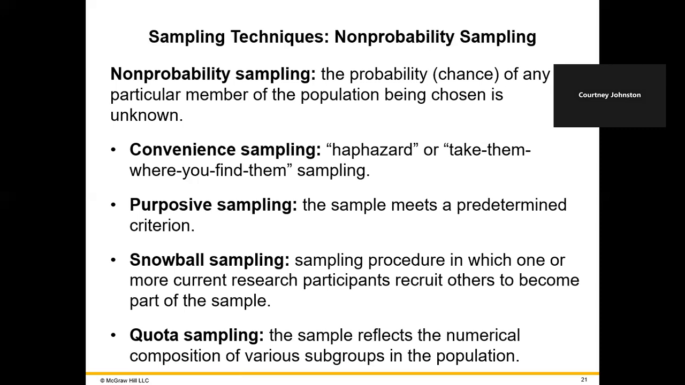There's also quota sampling. This is when the sample reflects the numerical composition of various subgroups in the population. So again, when it comes to quota sampling, maybe there are 100 students who are athletes. Again, this is just hypothetical. 100 students that are athletes, 200 that are not athletes. So you have 300 in your total population. Let's say you want 10% of each, so you would sample 10 athletes, 20 non-athletes. That would proportionally represent the actual population involved, and you would have quotas.